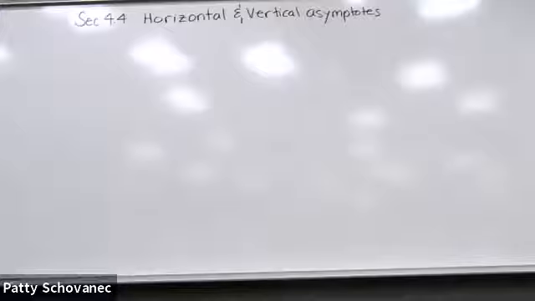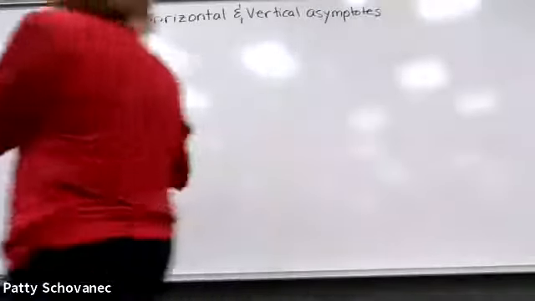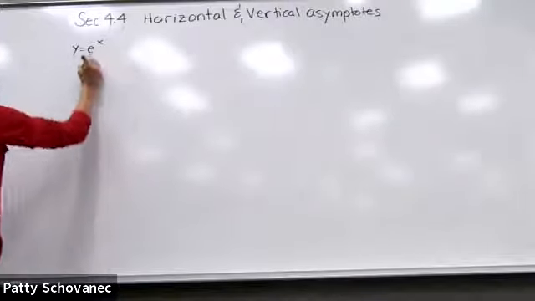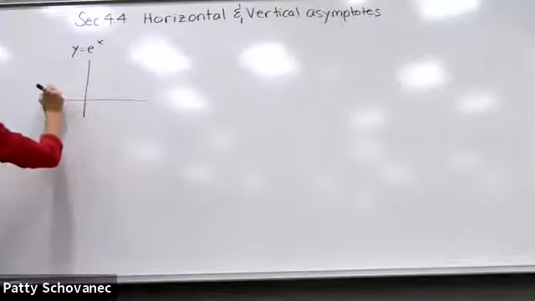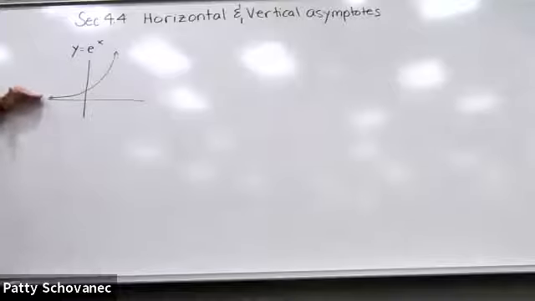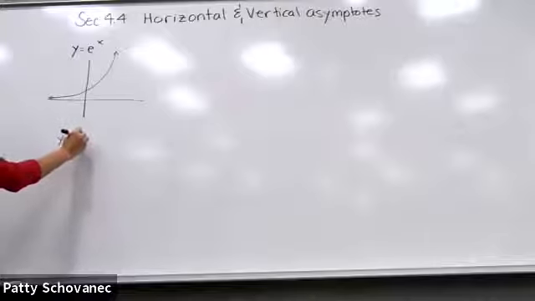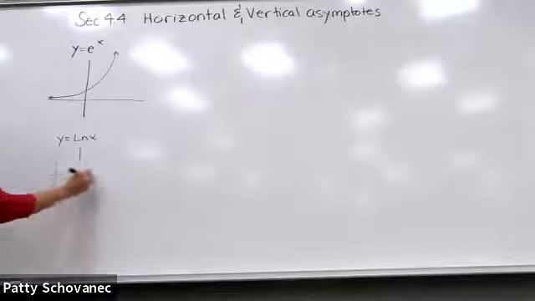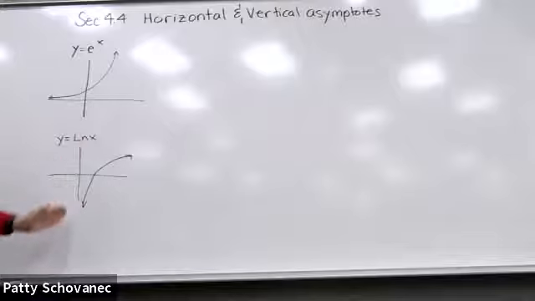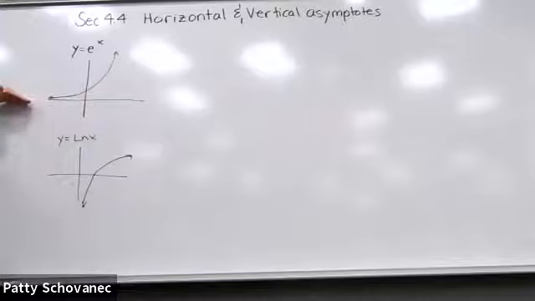Although we do have some functions that have asymptotes. The graph of y is equal to e to the x has a horizontal asymptote on its left end, right? There's a horizontal asymptote right there. The graph of y is equal to the natural log of x has a vertical asymptote at x is 0, because these are inverses of one another, right? So here's an example of a function that has a vertical asymptote. Here's one that has a horizontal asymptote.